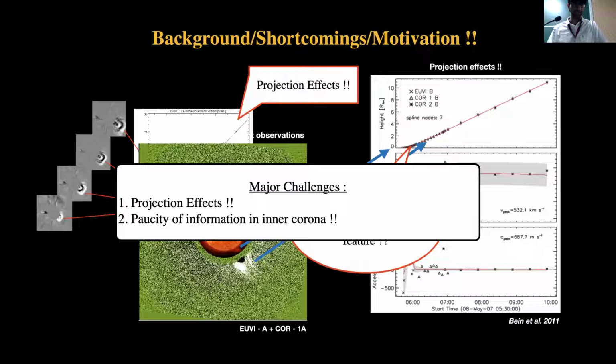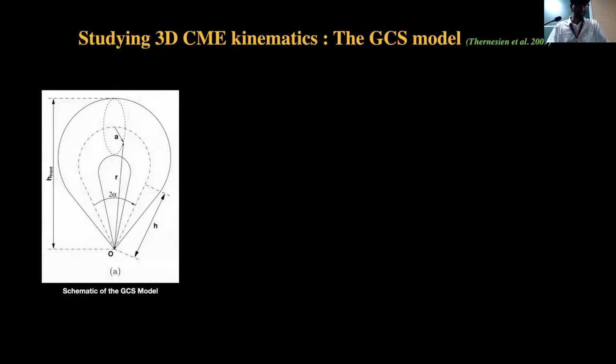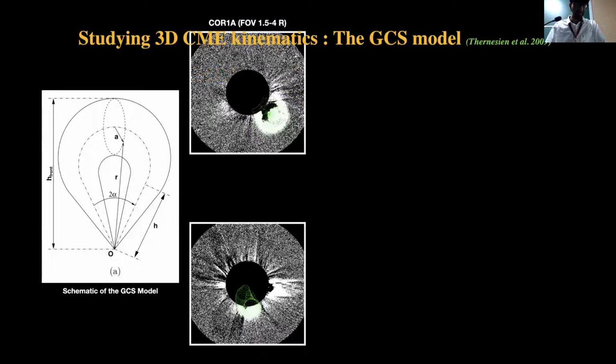So as a whole, the major drawbacks for a clear understanding of CME kinematics are, again, the projection effects, and also a lack of good understanding of their kinematics at the absolute lowest heights in the lower corona. One of the ways to remove these two shortcomings is the one that has been floated by Thernisien et al. 2009, which was also introduced by Ranadeep in the earlier talk, which is the GCS model, or the graduated cylindrical shell model.